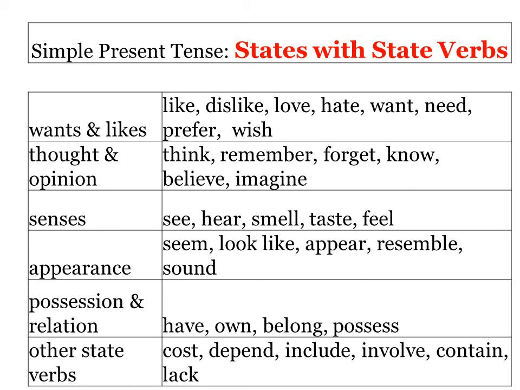For example, I can say I want ice cream now, but I cannot say I'm wanting ice cream now. It will be wrong, as want is a desire or feeling. There is no actual physical action which can be seen. So, we cannot use ing or continuous tense when we talk about states and state verbs.